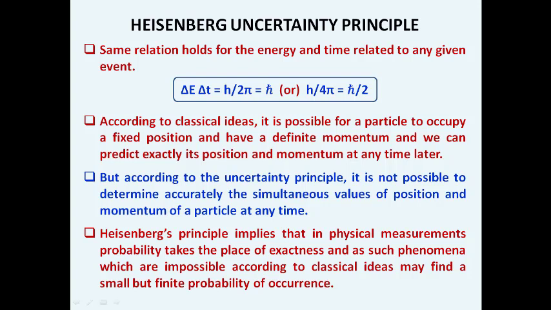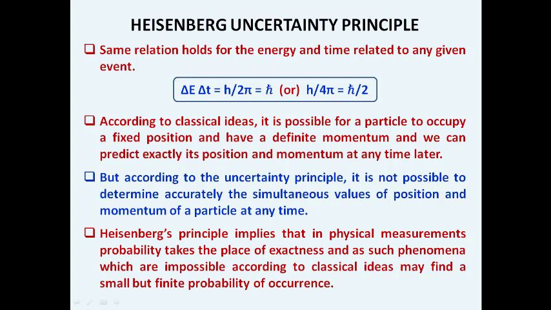The same relation also holds good for energy and time related to a given event. So the product of delta E and delta T, where delta E represents the error in energy measurement and delta T represents the time difference, will again be equal to either h cross or h cross by 2.